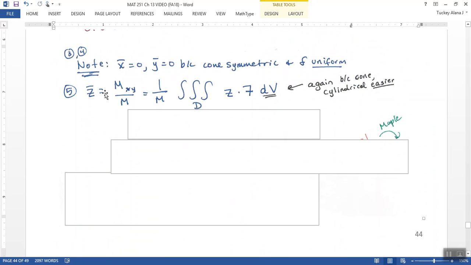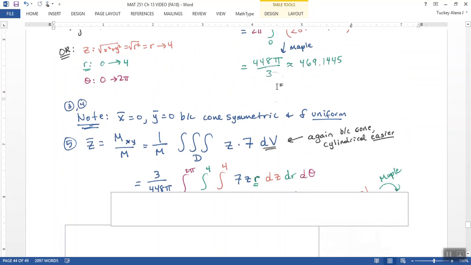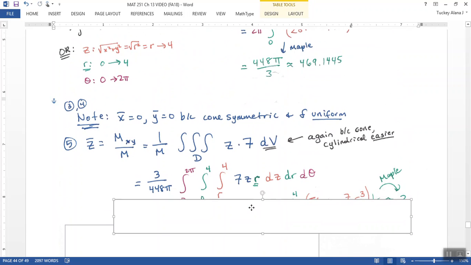So z bar is mxy over m, which is 1 over m. It's a constant, so I'm just putting it in front. And then my delta function was 7. And again, because it's a cone, cylindrical is just going to be way easier. I'm not even going to mess around with showing you the x, y, z. Cylindrical will work fast and easy. So 1 over m is 1 over 448 pi over 3. But of course, if I take 1 over a fraction, it's just going to flip over and become the reciprocal. So I have 3 over 448 pi.